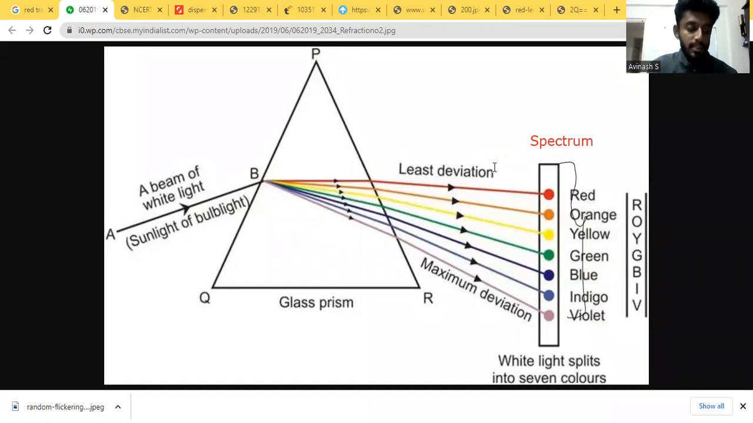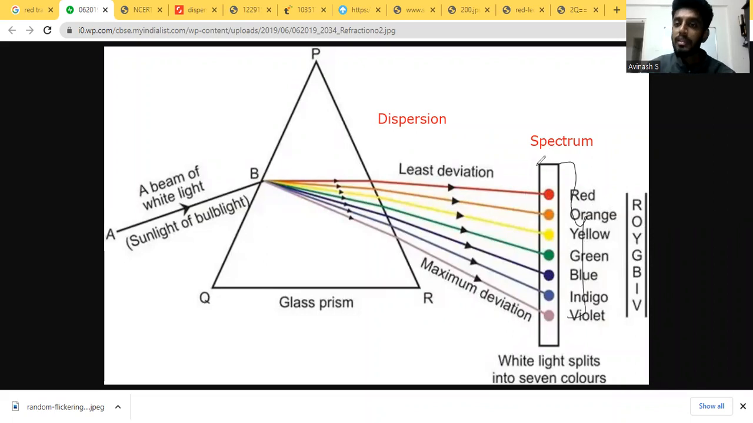So this we need to understand. The band of 7 colors that white light splits into is called a spectrum. And this process is called dispersion. Dispersion is the process of splitting of white light into its constituent colors. The 7 colors have always been inside white light, but when it passes through a glass prism, it splits into 7 colors, and that process is called dispersion, the splitting of white light into its constituent colors. After splitting, you can see it has been split into 7 colors, and this looks like a rainbow.